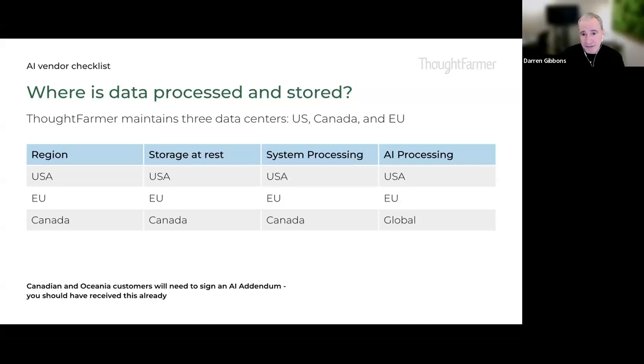Now, one aspect of this is because of our contracts, the way that we write our agreements is we state in the contract where your data is going to be processed. So if you are a Canadian customer, you will need to sign a contract amendment. It's the AI addendum. We have sent that out, and you should have it in your inbox. If you have any questions about it, or if you'd like to review it, or talk to us about it, please feel free to reach out. I know a number of you have already received that and signed it, and thank you. If you are hosted in our Canadian data center, which would be our Canadian and Oceania customers, you will need to sign that addendum before this feature will be made available.